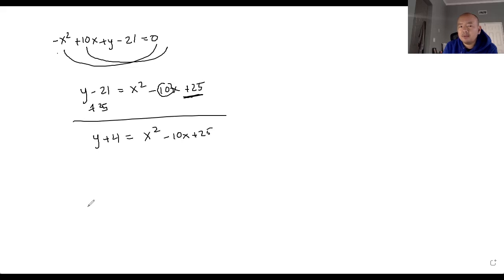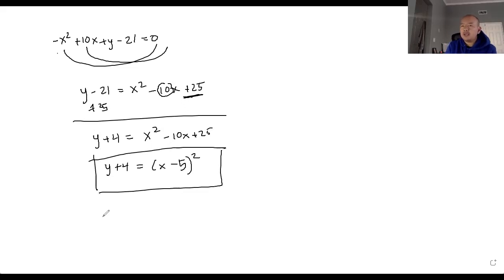Now, why is that important? Well, look at this right here. If we factor this, y plus 4 is equal to x minus 5 squared. And so now looking at this, you could tell what the h and k are, correct? You could also tell what the a is. So we know that the square term is with x. The vertex of this is 5 and negative 4, and we know that it's going up.